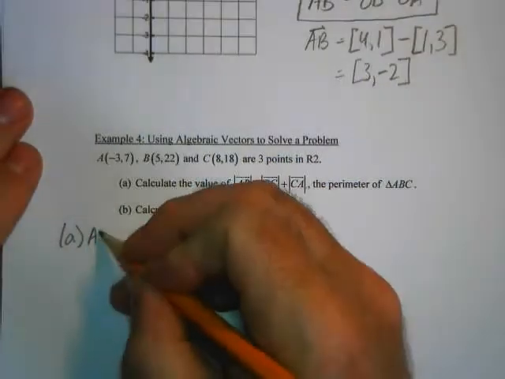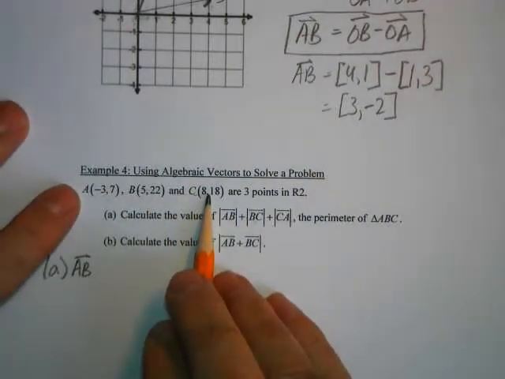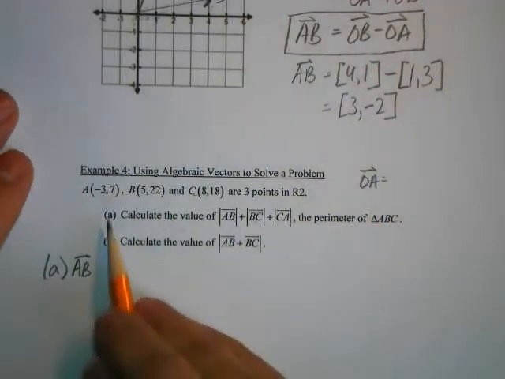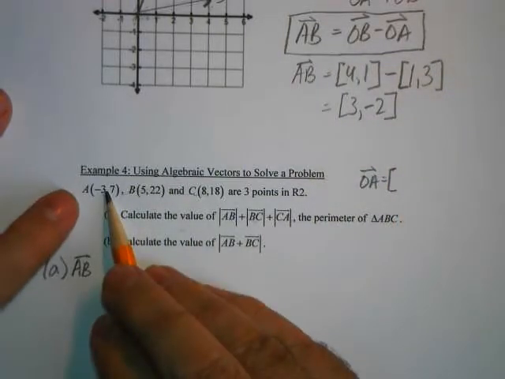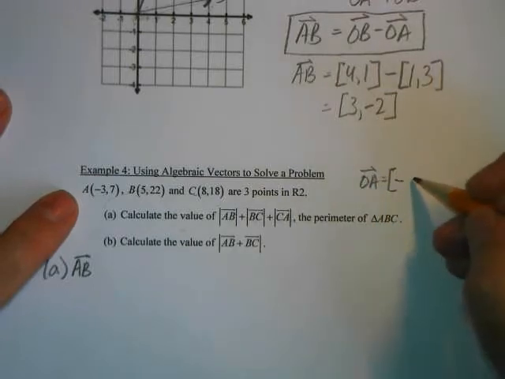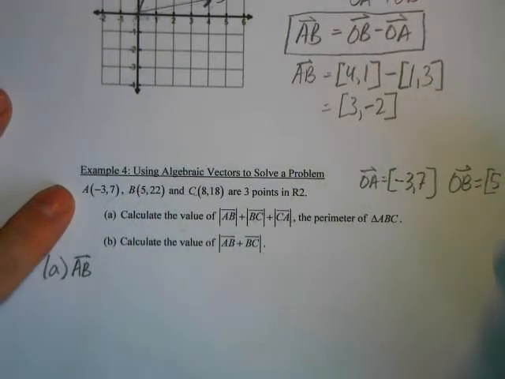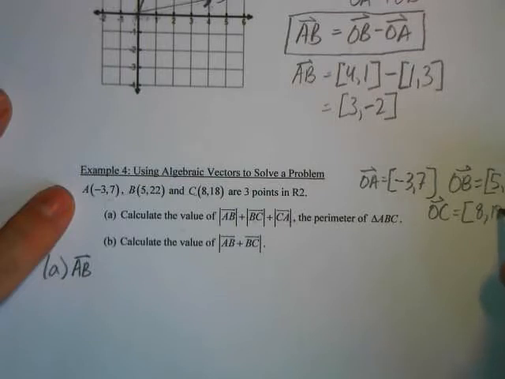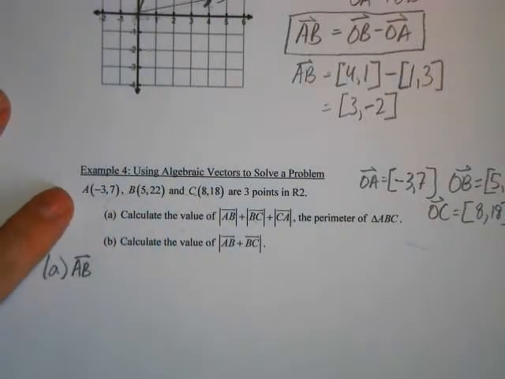So using what we just did, actually before we do that, we're going to turn these points into position vectors. So if I have a position vector OA, it's basically going from the origin to point A. Well, the components are exactly the same as the coordinates. So the position vector OA will have components -3, 7. The position vector OB will have, no big surprise, components 5, 22. And finally OC will have components 8, 18. So now we're working with components or vectors instead of coordinates on the XY grid.